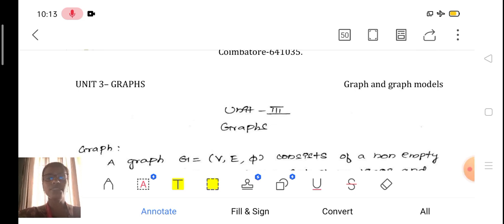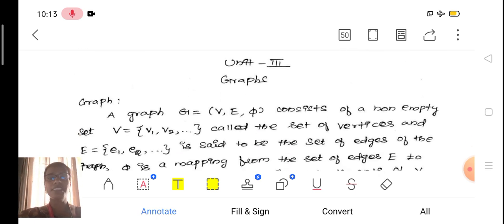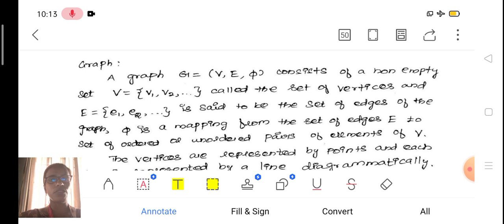So in today's class, we are going to start the topic which is graph. A graph consists of a non-empty set V. That V is called the set of vertices and E is called the set of edges, and pi is a mapping from the set of edges to unordered pairs of V.